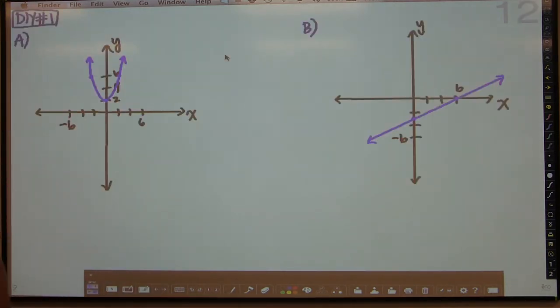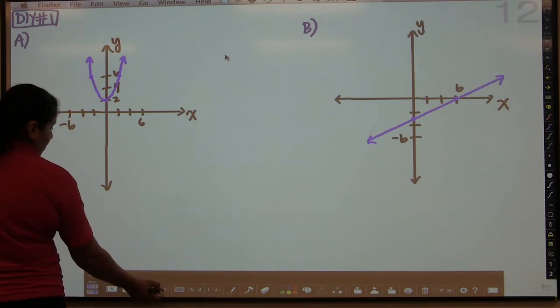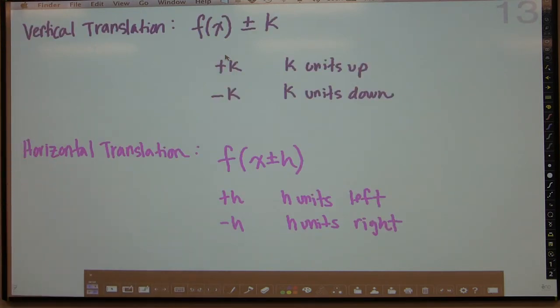So now your first do-it-yourself. Look at these two graphs and determine what type of function is represented. So the same directions as the example. And then we'll go on to what I was talking about earlier about the transformations.